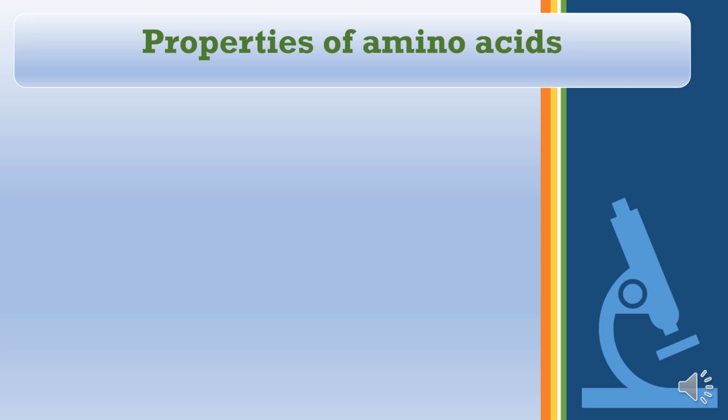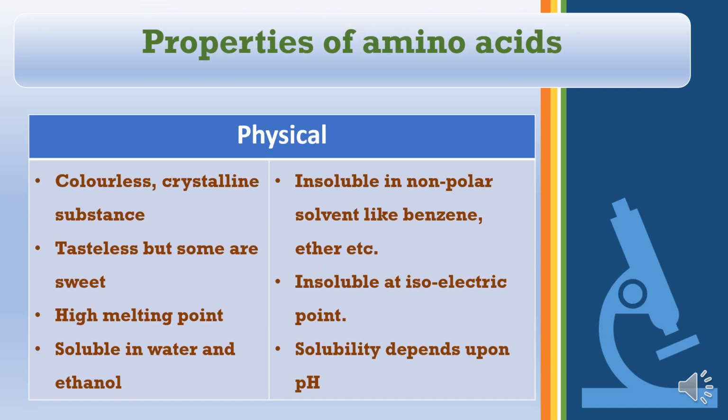Now let us see the properties of amino acids. Let's start with the physical properties of amino acids. Amino acids are colorless, crystalline substances. Most amino acids are tasteless, but some are sweet, for example glycine and alanine, and some are bitter, for example arginine. Amino acids have a high melting point, around 200 to 300 degrees centigrade, due to their ionic property.